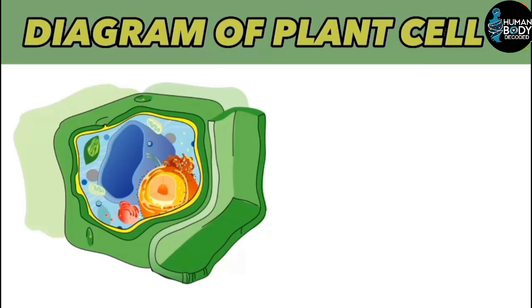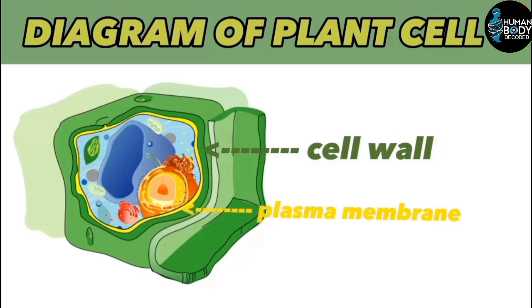We start from the outside. This cell has a boundary outside. Just like every house, every city has a boundary, similarly, the cell also has a boundary. In it, you can see a green colored boundary outside, which we call the cell wall. Inside this green colored boundary is a yellow colored boundary, which we call the plasma membrane. So, in it, there are two boundaries. One is the outer cell wall, and the other is the inner yellow colored boundary, plasma membrane, which we also call the cell membrane.